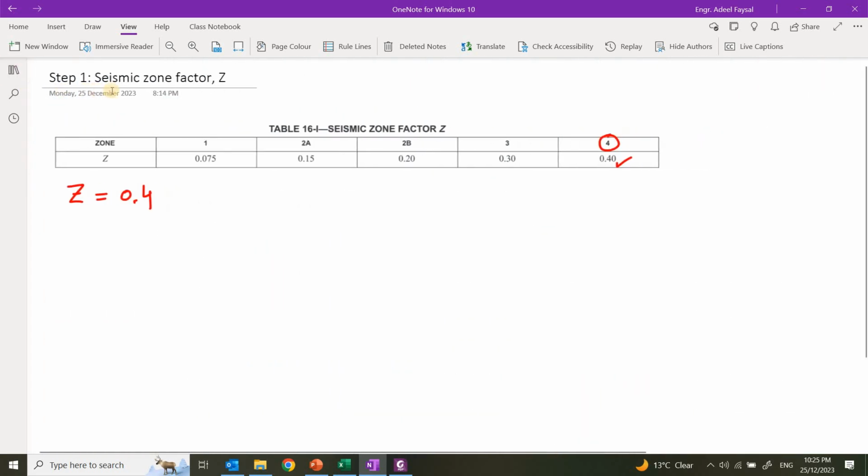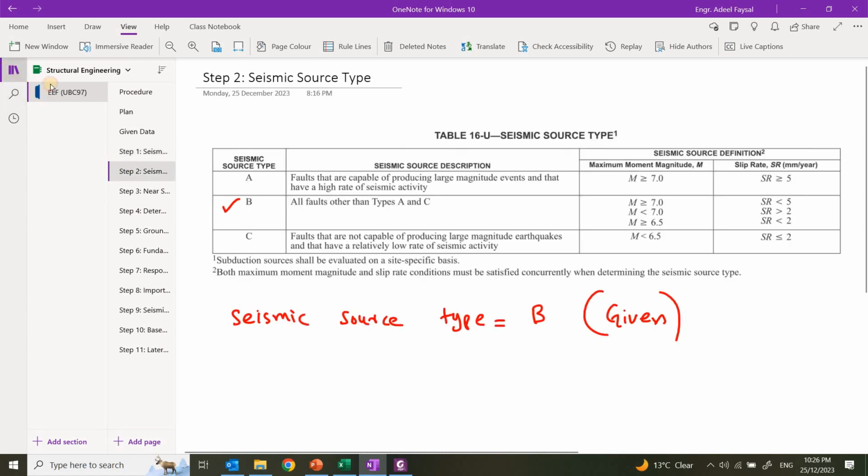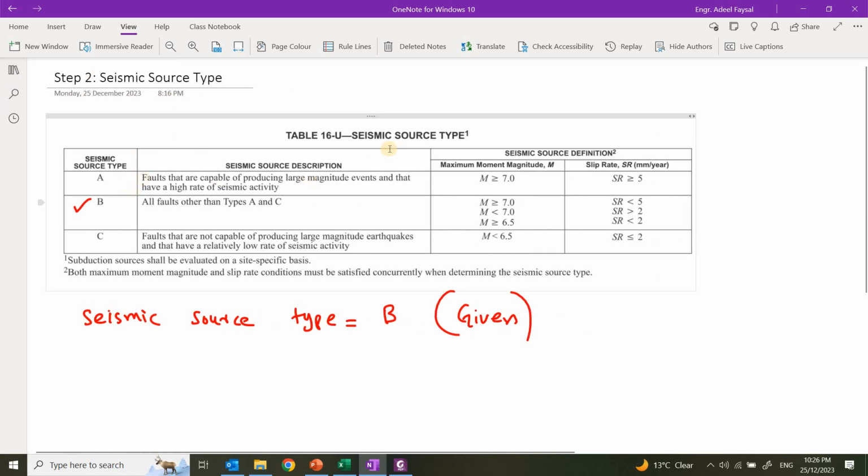So let's see how to apply it step by step. Step number 1 is to find the seismic zone factor. Since we know the building will be in Balakot, and Balakot is in seismic zone 4, for seismic zone 4 the seismic zone factor Z is 0.4. So let's list it down, Z equal to 0.40. Step number 2 is seismic source type. Again, it is directly given to be B. If it is not directly given, you need to know this data based on which you can decide. For this example, it is directly given that seismic source type is B.